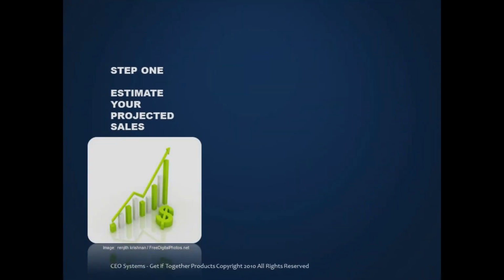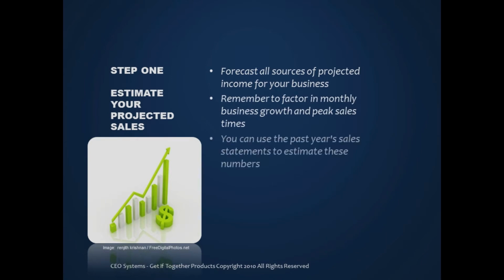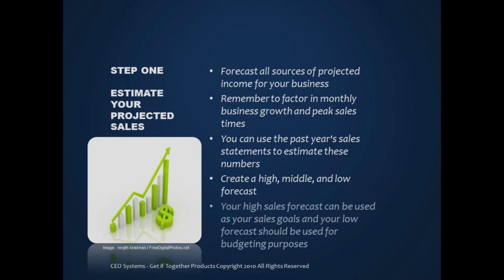Step 1. Estimate your projected sales. Forecast all sources of projected income from your business. Remember to factor in monthly business growth and peak sales times. You can use the past year's sales statements to estimate these numbers. Create a high, middle, and low forecast. Your high sales forecast can be used as your sales goals, and your low forecast should be used for budgeting purposes.